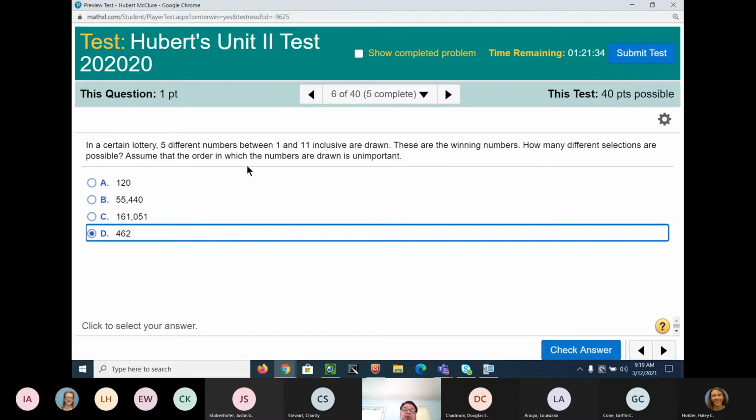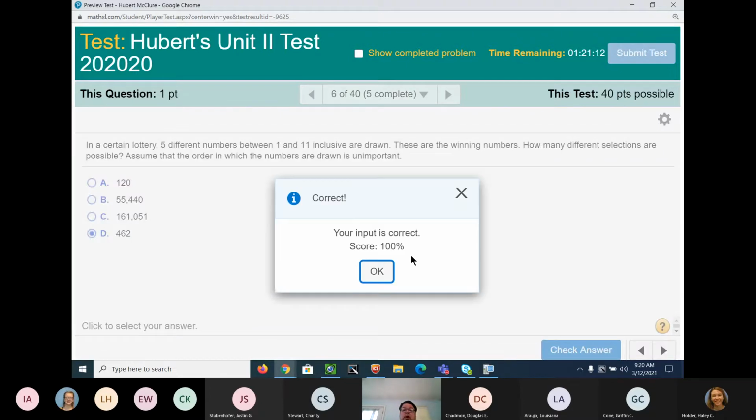And see, that's the question I don't like, because a lot of people think, well, you've got to buy a ticket. Well, in this case, they're not asking you to buy a ticket. They're saying how many different selections are possible. I agree with that question. That's a good question. Check answer. All right, next one.